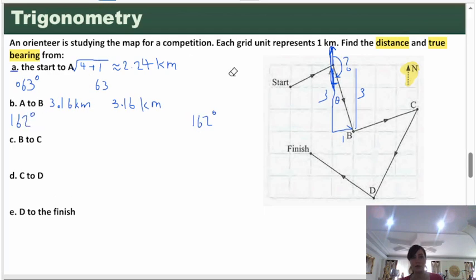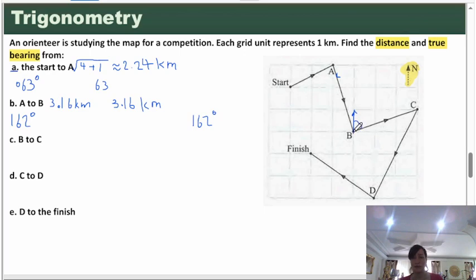So I will go for part C. For part C, I start from B to C. It says from B to C. That means I stand here and then I will turn to face C. It's here.